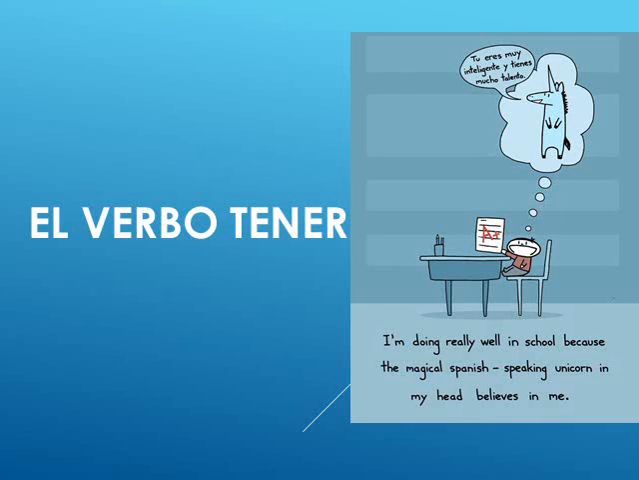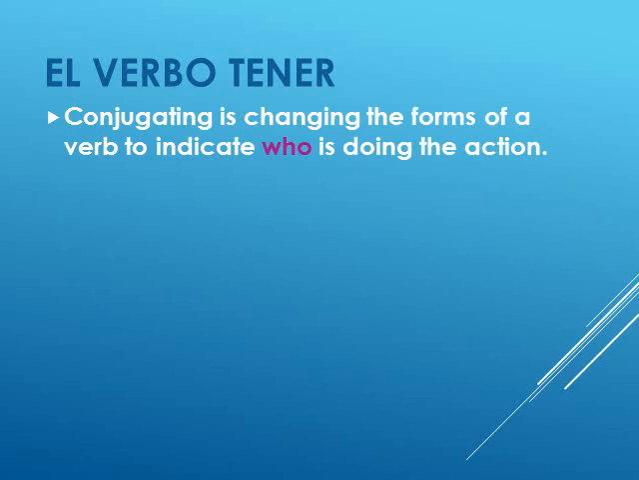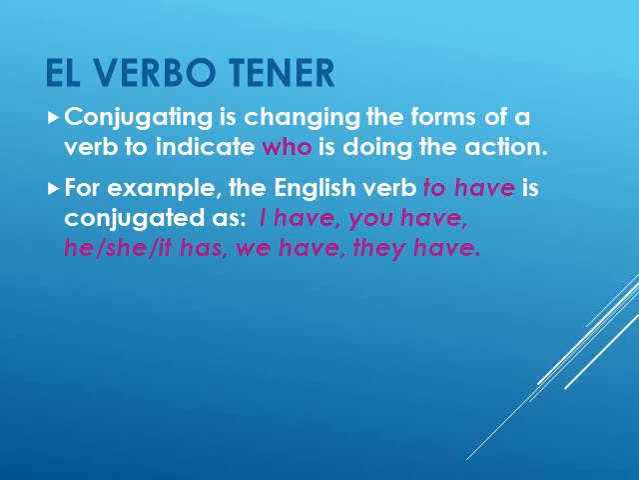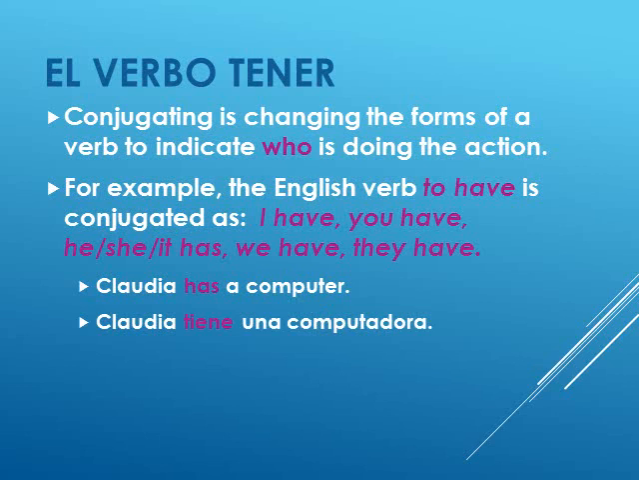Okay, so today what we're going to do is talk about two different verbs. The first verb we're going to talk about is el verbo tener, or the verb tener. So, conjugating is changing the forms of a verb to indicate who is doing the action. For example, the English verb to have is conjugated as I have, you have, he, she, it has, we have, they have.